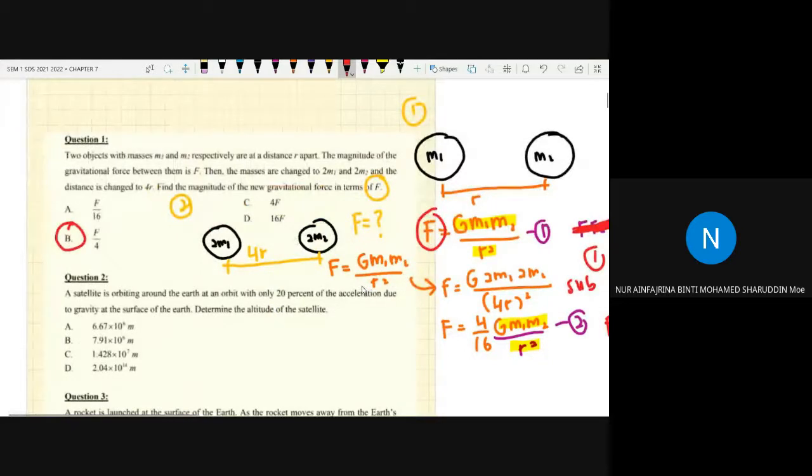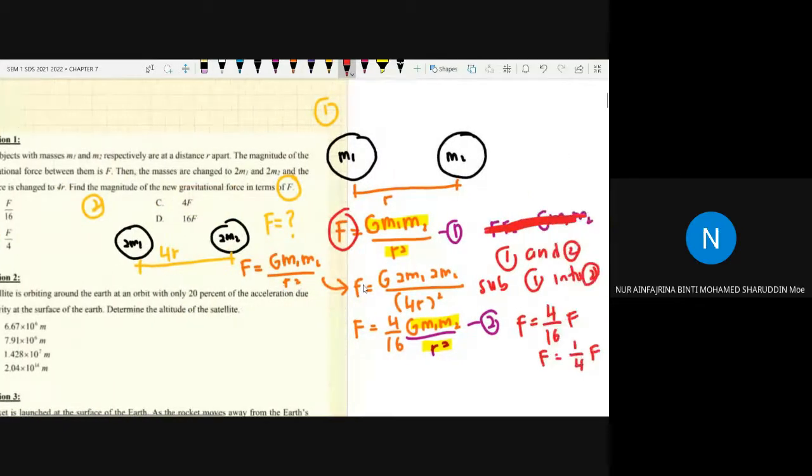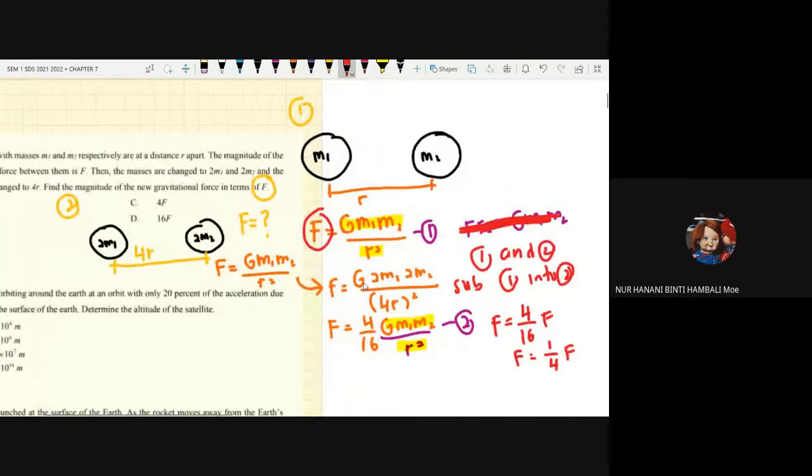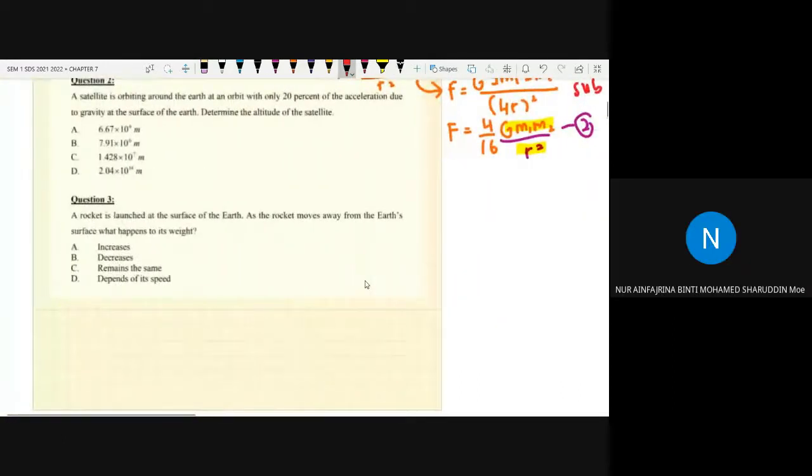Kids, ada apa-apa masalah untuk ni? Boleh ke? Boleh. Okay, Miss bincang question 3 first, okay? Miss bincang question nombor 3 dulu.